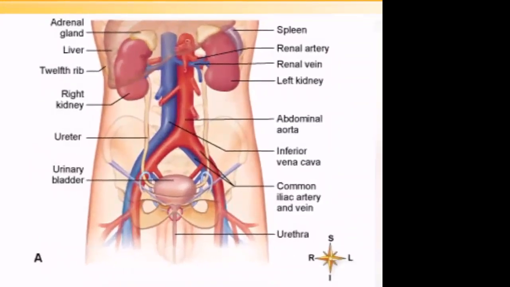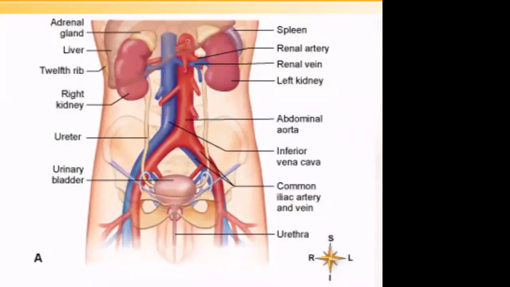Looking at the gross anatomy of the urinary system, we see that there are two kidneys. They are about 4 inches in length, weigh about half a pound, brownish in color, and they are shaped, not surprisingly, like a kidney bean.